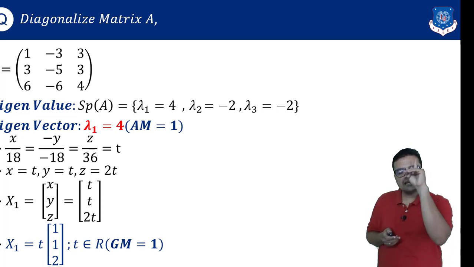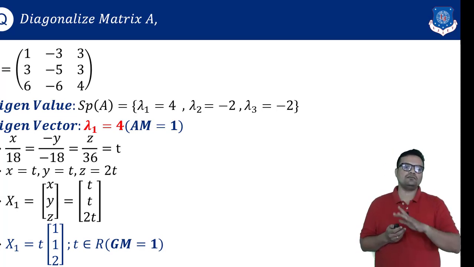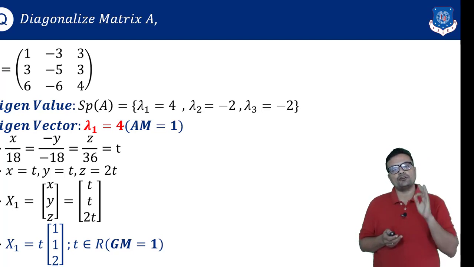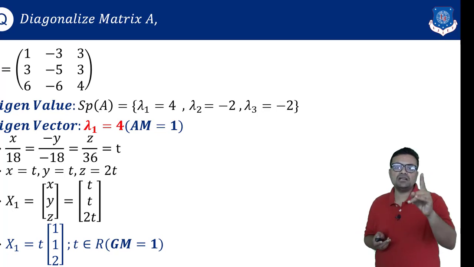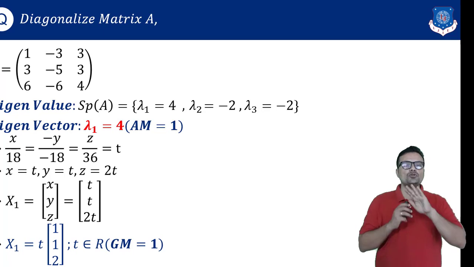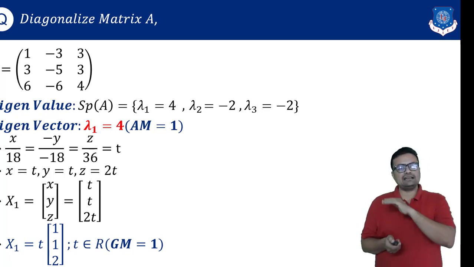So there is only one direction in the eigenvectors, and that means geometric multiplicity is 1. So eigenvalue 4 is satisfying our condition for diagonalization, because algebraic multiplicity is 1, geometric multiplicity is also 1. So no issue for our first eigenvalue. Let us check for the second eigenvalue.